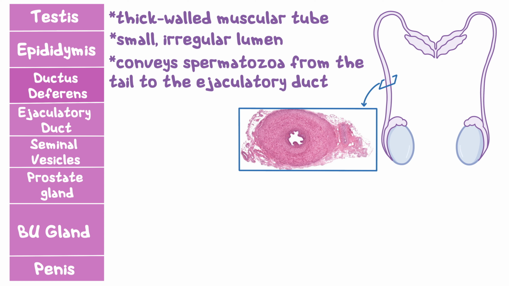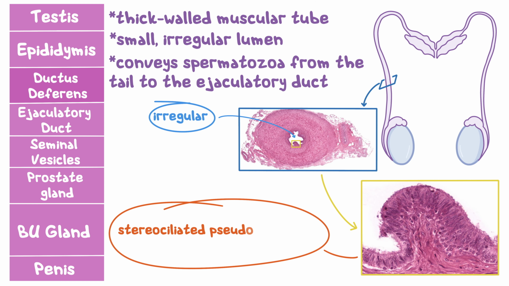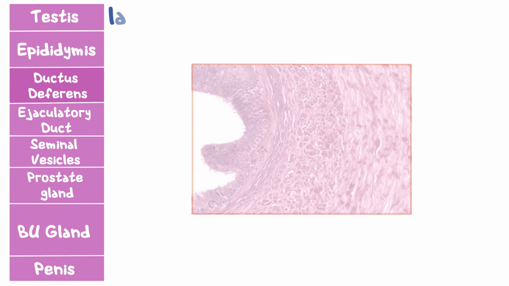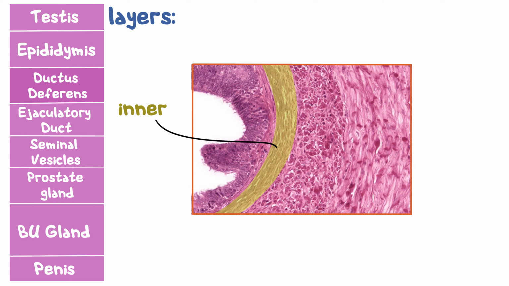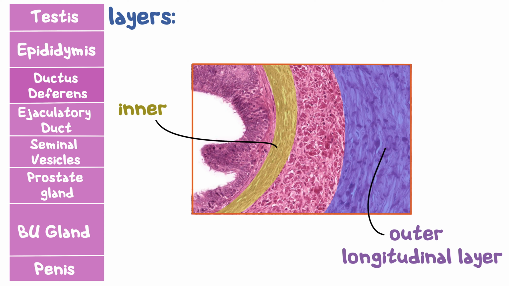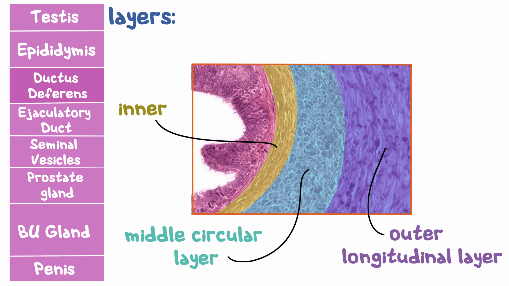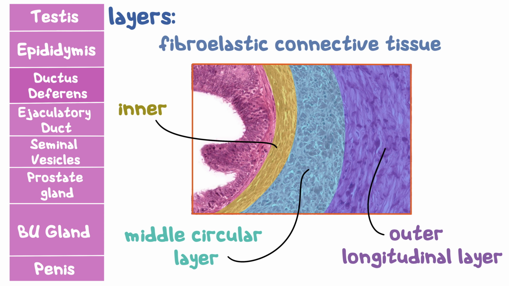The stereociliated pseudostratified columnar epithelium of the ductus deferens is similar to that of the epididymis, although the principal cells are shorter. A basal lamina separates the epithelium from the underlying loose fibroelastic connective tissue, which has numerous folds, thus making the lumen appear irregular. The thick smooth muscle coat surrounding the connective tissue is composed of three layers: inner and outer longitudinal layers with an intervening middle circular layer. The smooth muscle coat is invested by a thin layer of loose fibroelastic connective tissue.